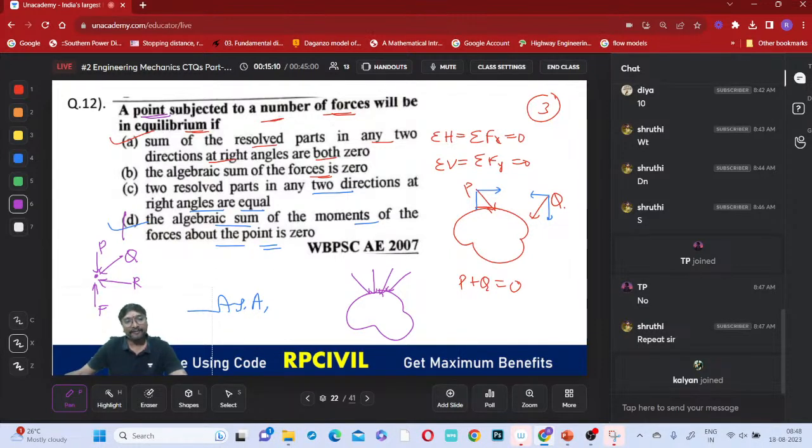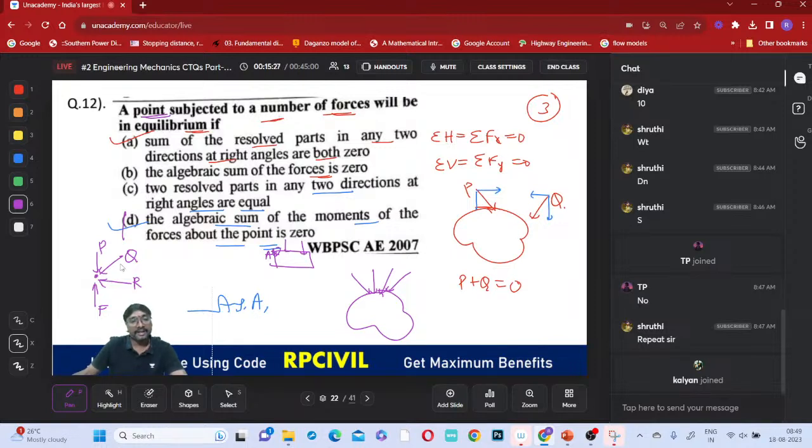Suppose it is a member and forces are acting at different locations, then moment equilibrium is required, because these forces will cause a moment about this point.